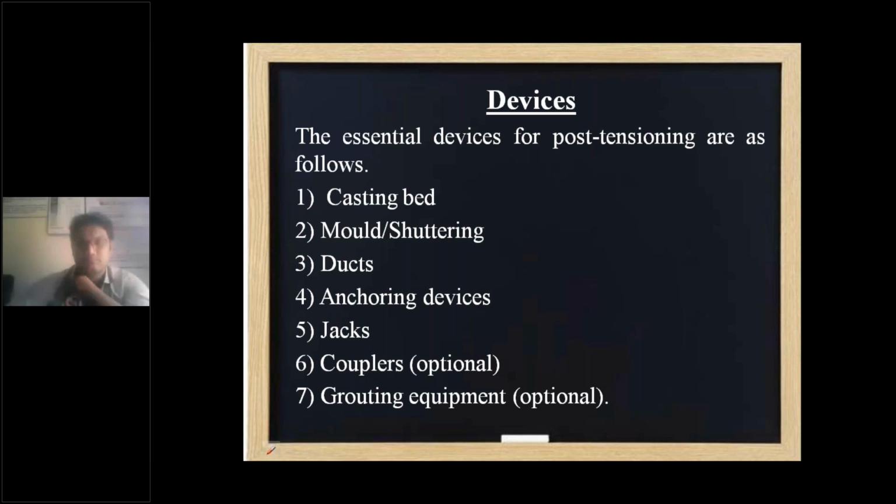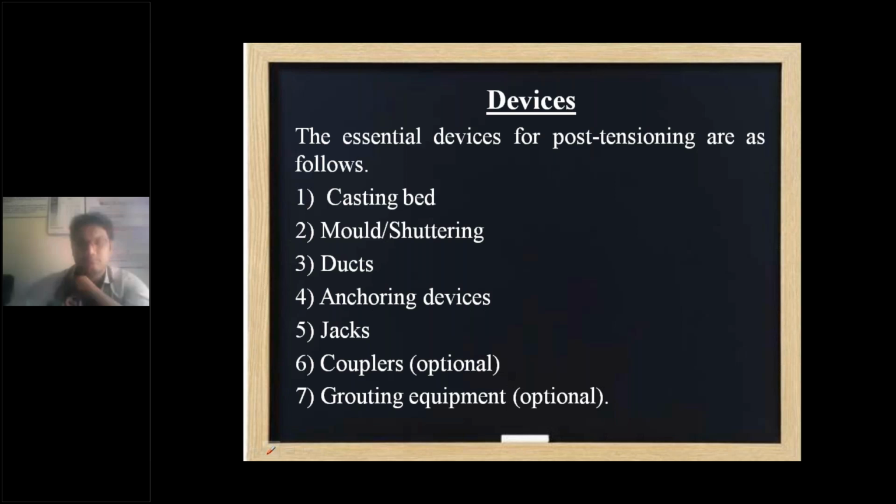As I told you, after doing the stressing, that pipe is supposed to be filled with some cement slurry. Otherwise, your strands will be idle inside. So it is supposed to be filled with some cement grouting material. That is how grouting equipment is also required for post tensioning. In pre tensioning, it is not required.